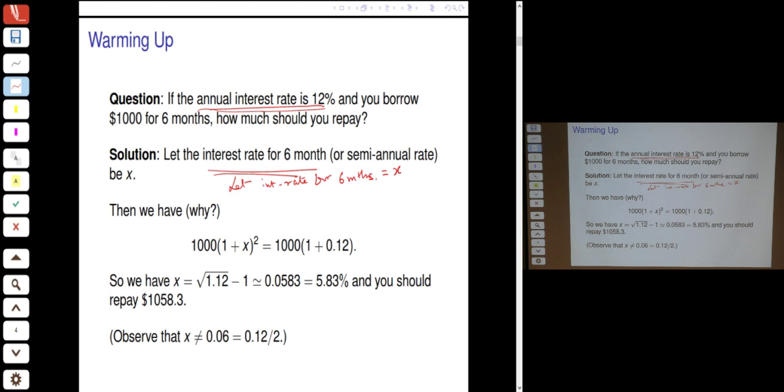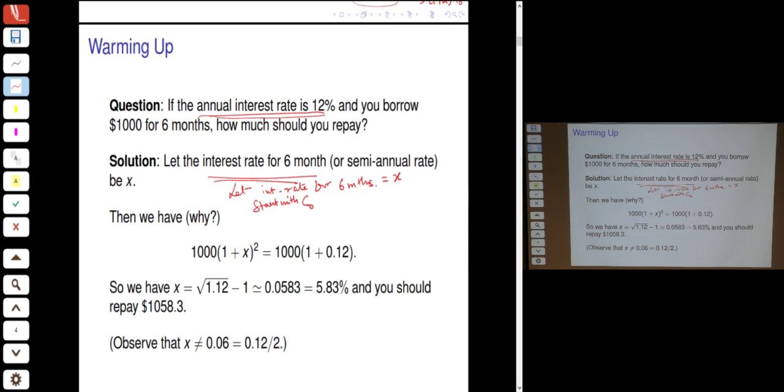So, if you start with amount C0, then after 6 months you get C0 plus the interest rate for 6 months, which is x, so you get x times C0, right. So you get (1 plus x) times C0. So this is for the first half of the year. For the second half of the year, you start with (1 plus x) times C0. So this is after 12 months.